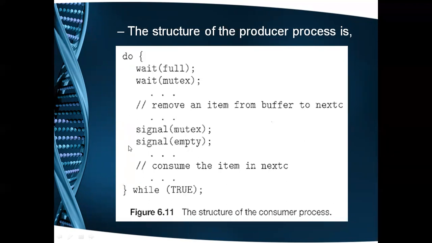After removing or consuming, the consumer executes two signals. Signal of mutex: now that the item is consumed, the consumer can allow the producer to produce the next item. So that is signal of mutex.